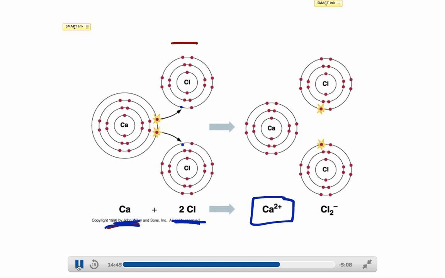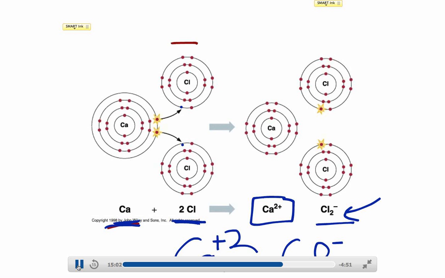Since calcium lost 2 electrons, it gains a +2. Each chlorine has a -1. And that little 2 there doesn't mean a -2 charge. It means there are 2 chlorines. So the way I would rather write it is to say calcium has lost 2, so it has a +2. Chlorine has a -1.